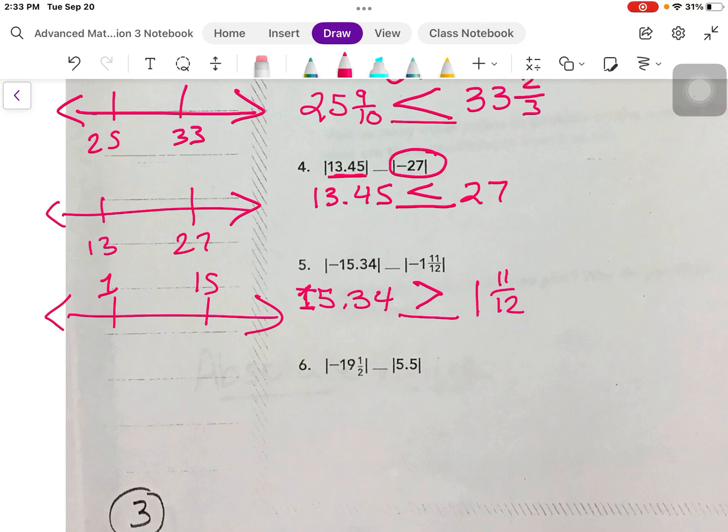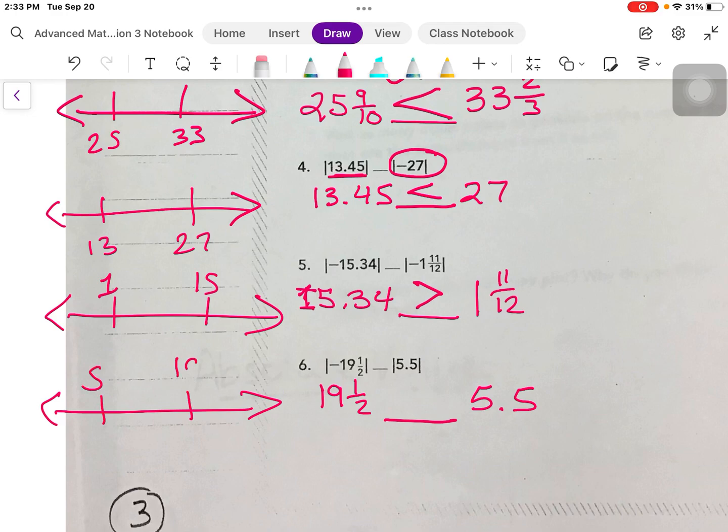And the last one, the absolute value of negative 19.5. How far away is 19.5? It is 19.5 units away from 0. How far is 5.5 away from 0? What is its absolute value? It is 5.5. And if I plot them on a number line, I know the 5's going to come first, the 19's going to come second, so I know 19 is greater than a 5.5.